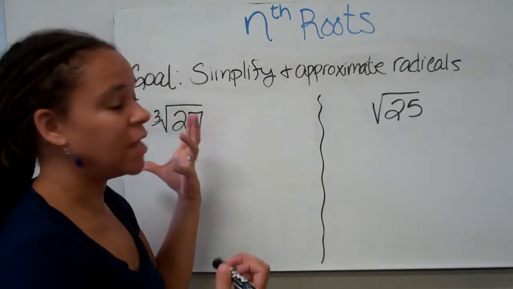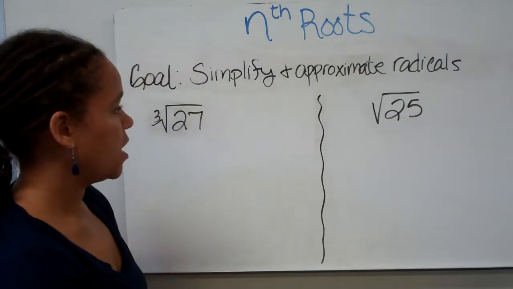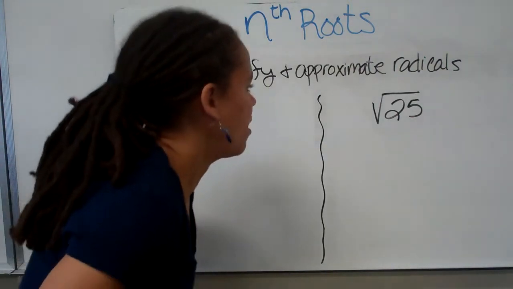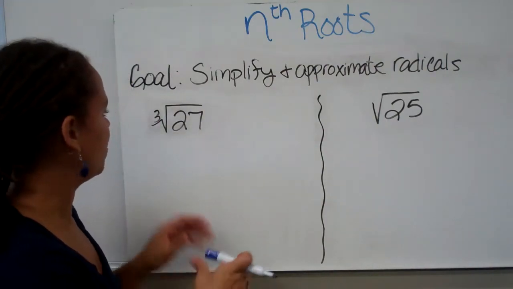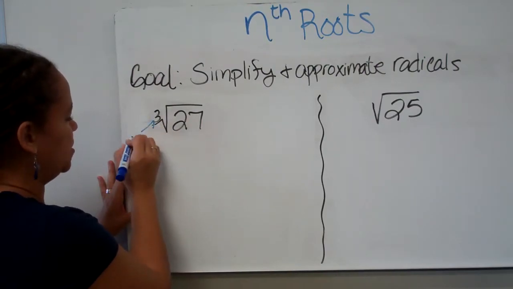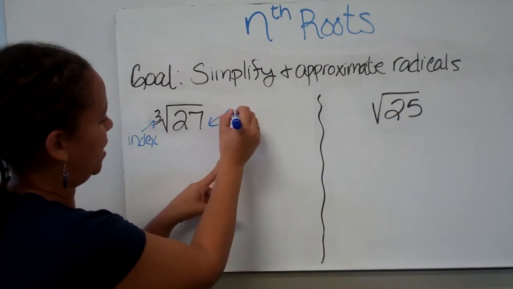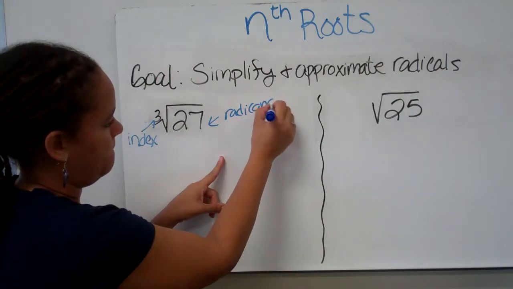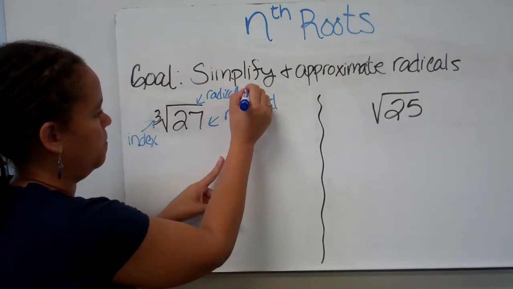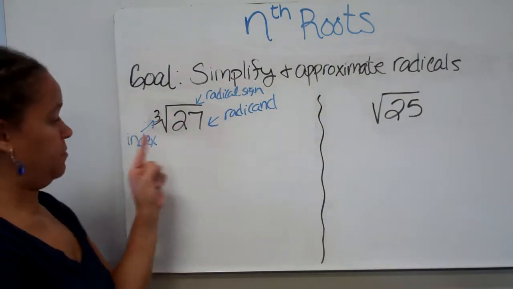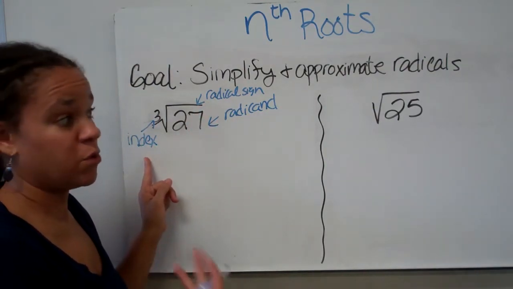So first we want to talk about nth roots. That means whatever the index is, the third root, or here the imaginary square root. I just want to talk a little bit about what the possibilities are here. When we have the cube root, let's label this. This is called the index. This is our radicand. And this, of course, is the radical sign. So that we can speak in math-ese, radical sign, radicand, and index, we'll be referring to those.